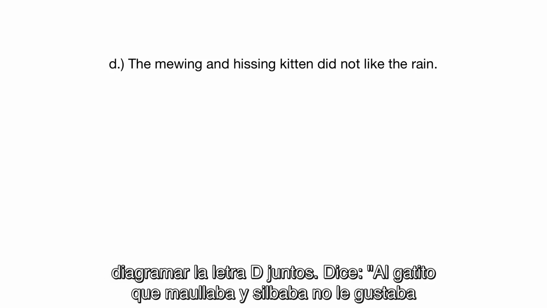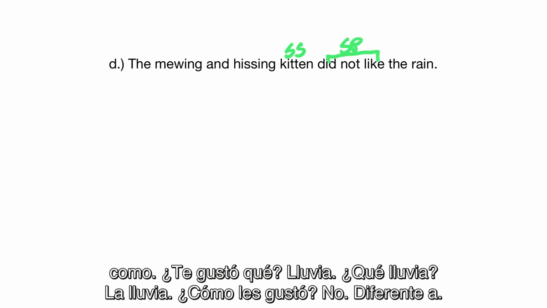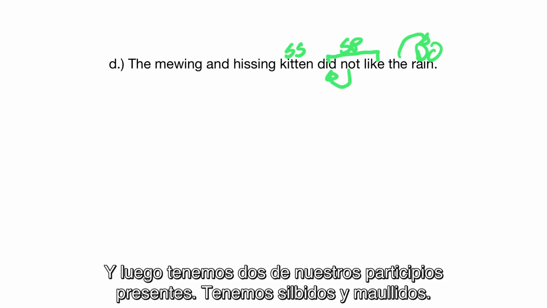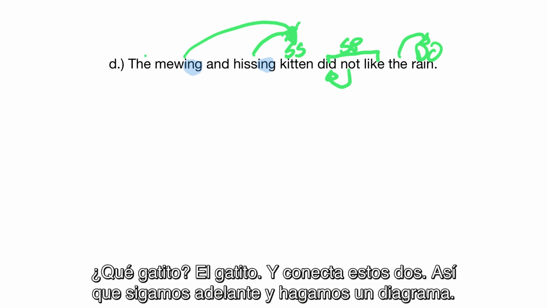Let's go ahead and diagram letter D together. It says the mewing and hissing kitten did not like the rain. Who or what is this about? It's about kitten. What did the kitten do? Did like. Did like what? Rain. Which rain? The rain. How did they like? Did not like. And then we have two of our present participles. We have hissing and mewing. Both of those modify the kitten. It was a hissing kitten. It was a mewing kitten. Which kitten? The kitten. And connects these two.